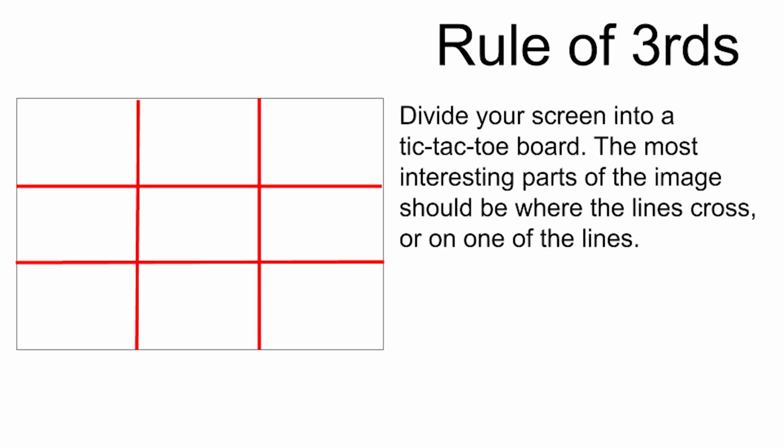One of the standard guidelines for composition is called the rule of thirds. So if you imagine cutting your screen into thirds, both horizontally and vertically, you've turned it into a tic-tac-toe board effectively. The rule of thirds tells us that the most interesting places in the image are where those lines cross. If you can't get something in an intersection of the two lines, then simply having it on one of the lines makes it a more interesting composition as well.